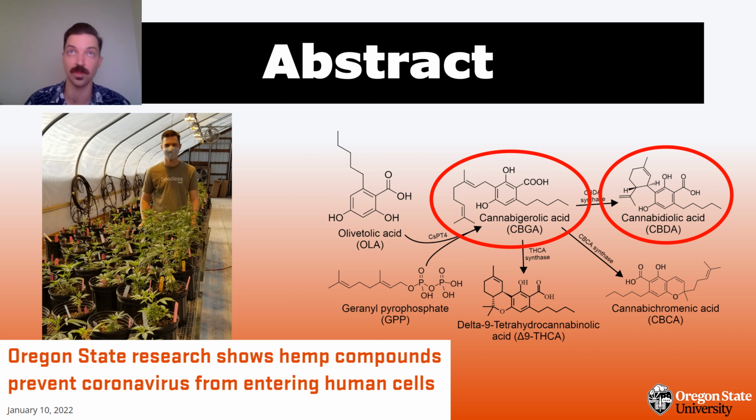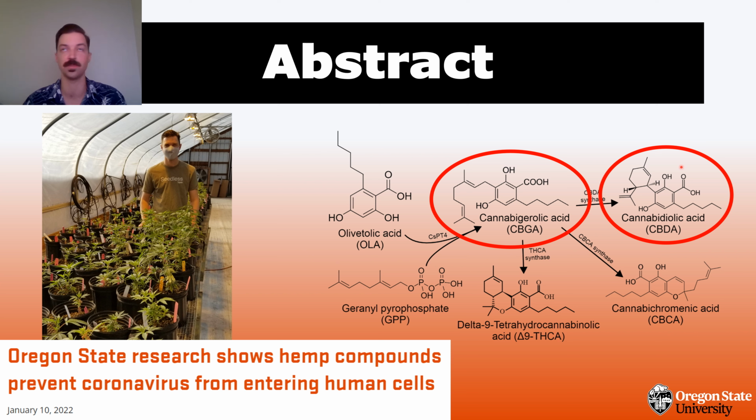And if you're confused a little bit about what CBGA or CBDA is, I've circled them right here in this biosynthesis pathway. The chemical of interest for my project is cannabigerolic acid, which you can see right here, and the different products that it produces are these three products.